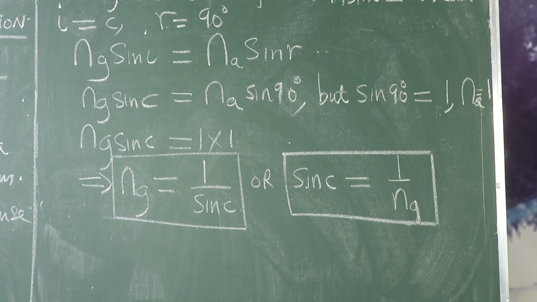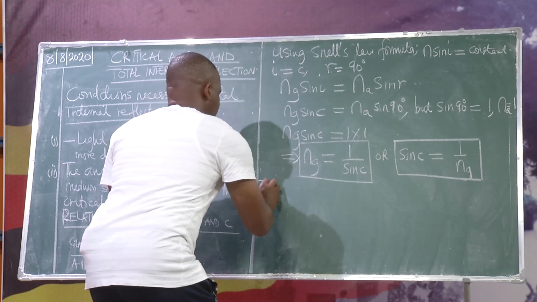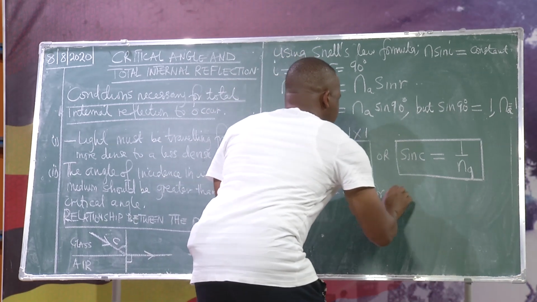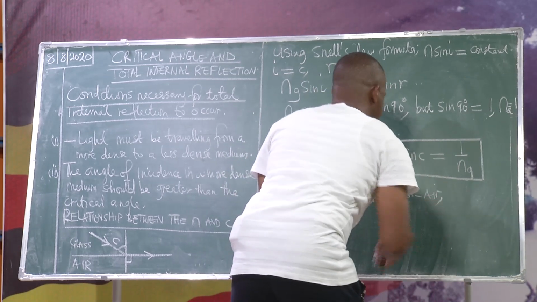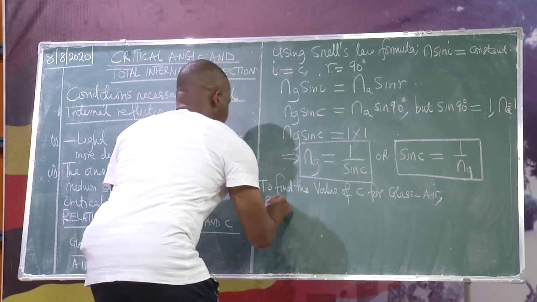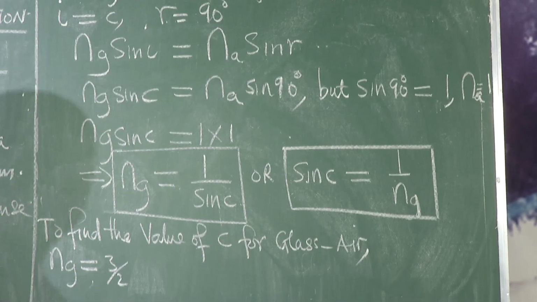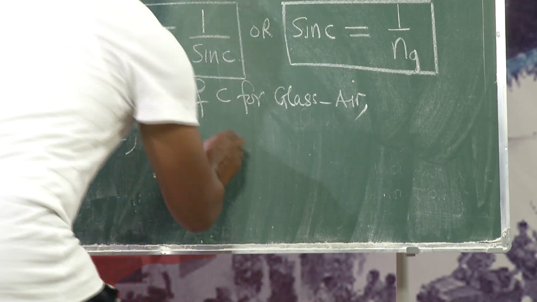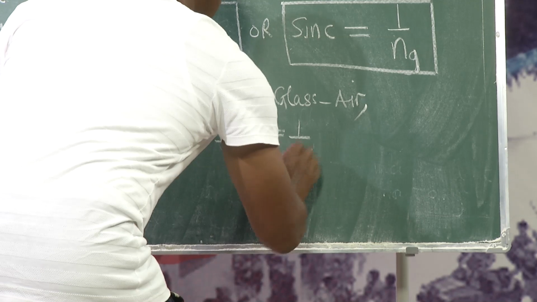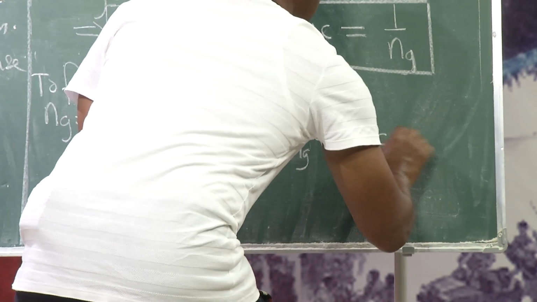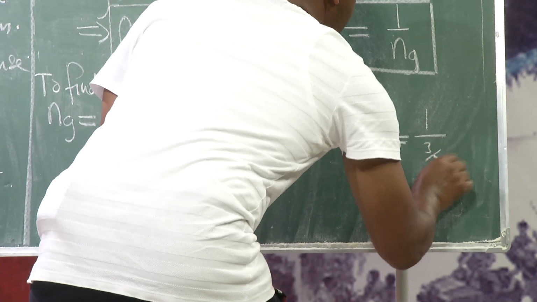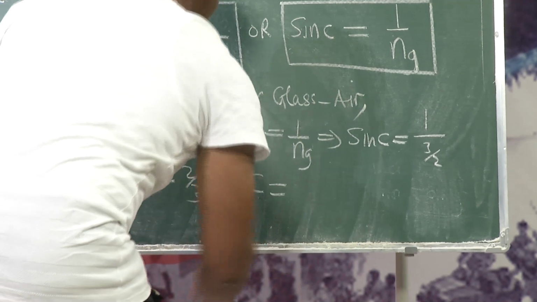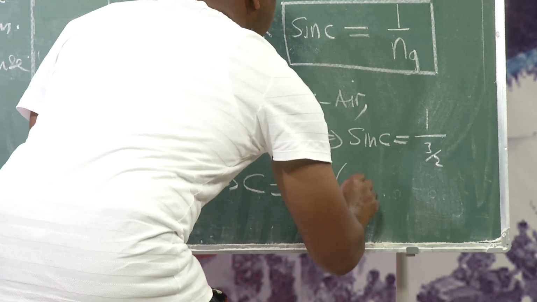And we are going to consider glass to air. To find the value of C for the glass to air situation that we have considered, we know that the refractive index of glass is 3 out of 2. Using this second case, sine C is equal to 1 over n, so our sine C is 1 over 3 out of 2, which implies that sine C is 2 out of 3. Using our calculators, the critical angle will be the arcsine, or sine inverse, of 2/3.